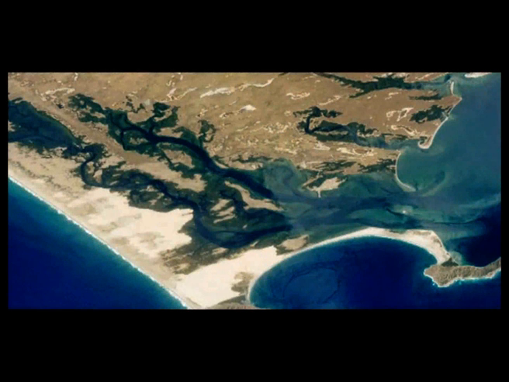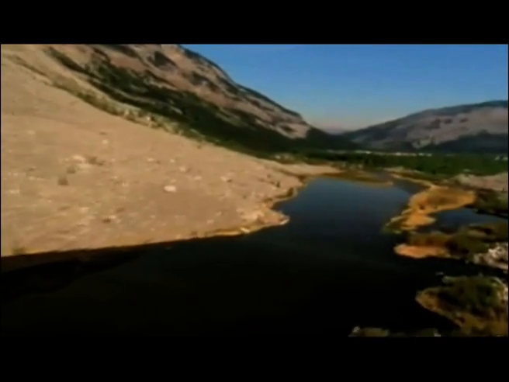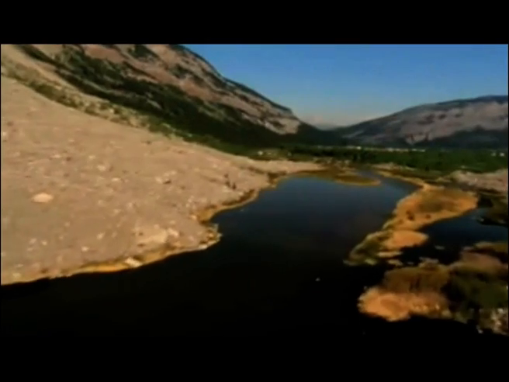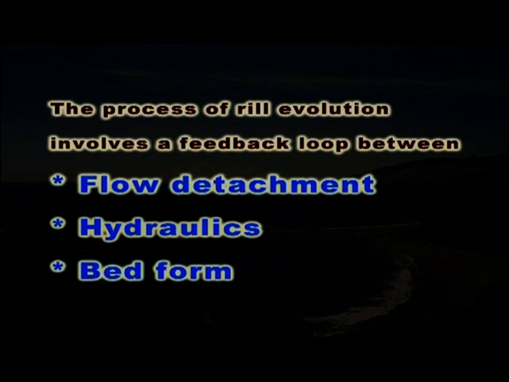Eroding rills evolve morphologically with reference to time and space. The rill bed surface changes as soil erodes, which in turn alters the hydraulics of the flow also. The hydraulics is the driving mechanism for the erosion process. It is dynamically changing the patterns of erosion and also the conditions of river systems. Thus, the process of rill evolution involves a feedback loop between the flow detachment, hydraulics and bed forms.